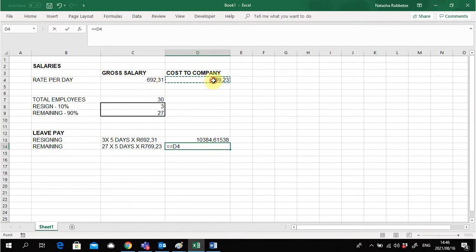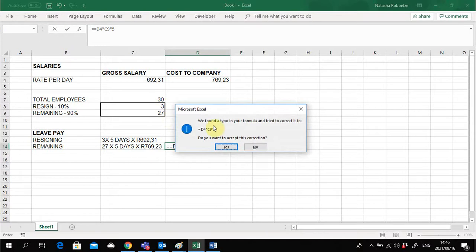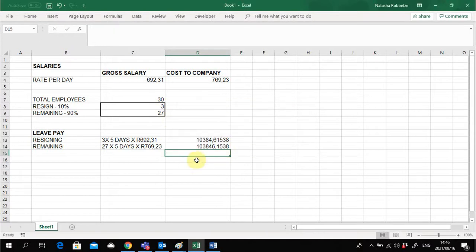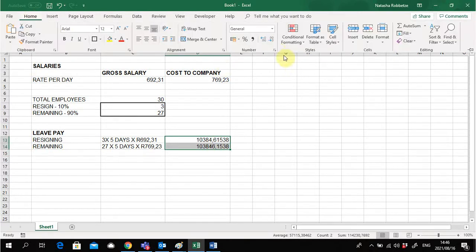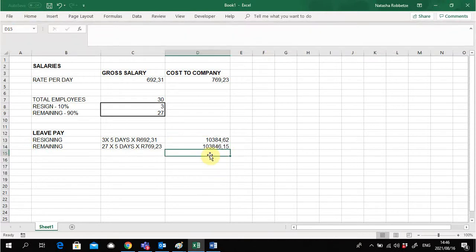It is so easy to make a mistake. You cannot be too careful. Times 5 days. And it seems that it is the exact same amount. So now we just have to add those two together. First, I'm rounding them. Oh no, it's 10% of the amount, of course, because it's 10% who will resign.